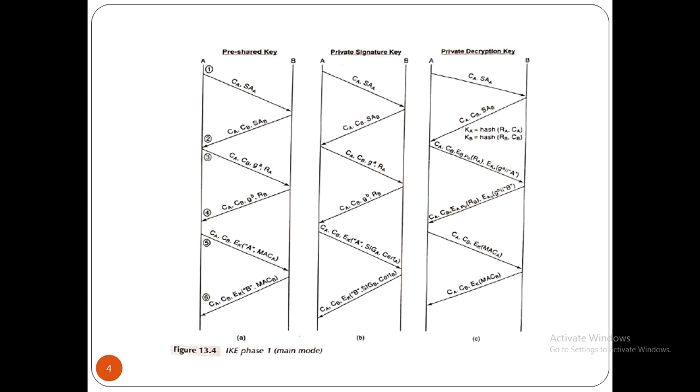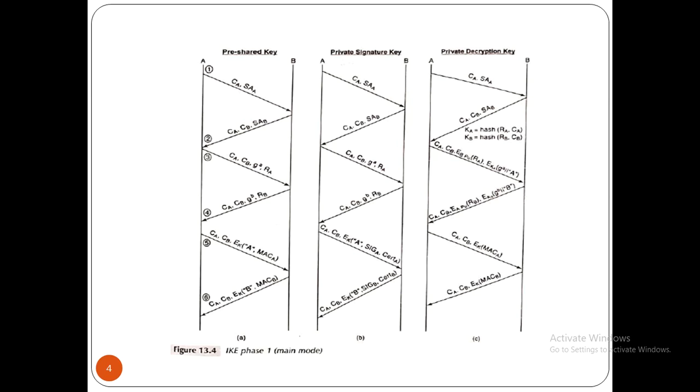Now, the motivation for introducing main mode is to hide the identifiers of the sender and the receiver from eavesdroppers. So in the main mode we are trying to hide the identifiers of the sender and the receiver from an attacker or eavesdroppers. At the end you will conclude that this is the main advantage of the main mode over the aggressive mode.